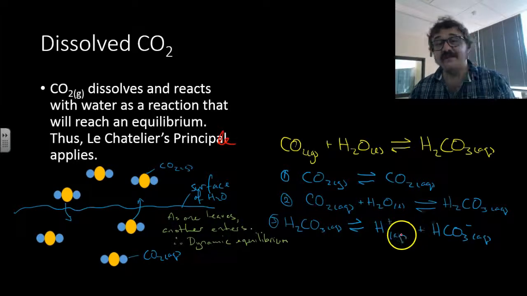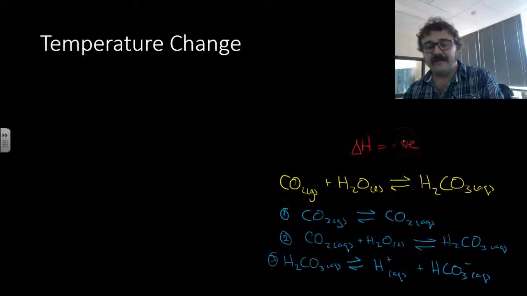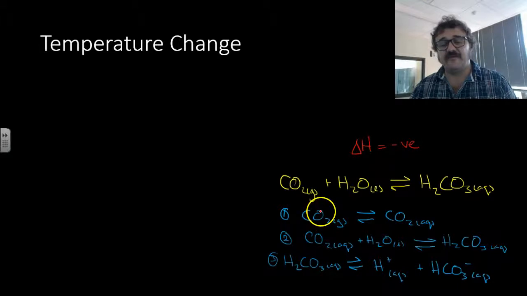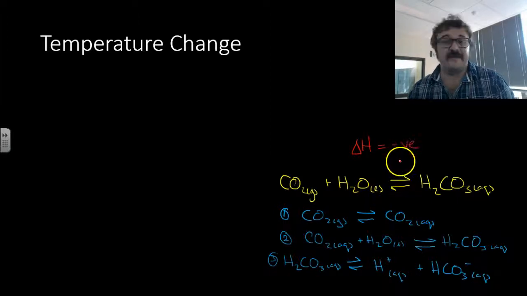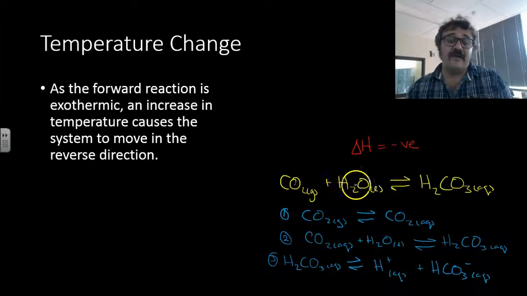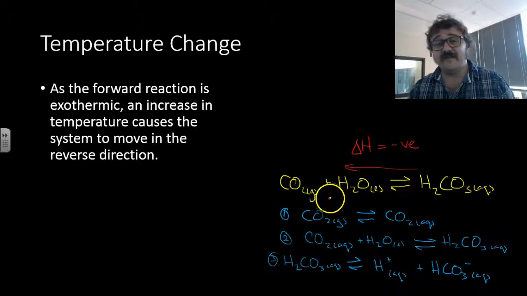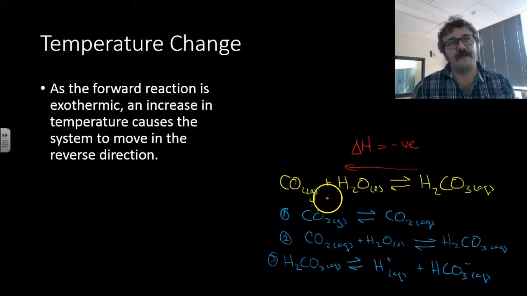Alright, so there are several equilibrium reactions which all add up to this summary equilibrium reaction here, and we'll have a look at how that works out for us. So if we change the temperature, the first thing we need to know is that this is an exothermic reaction, which means delta H is negative. So if we increase the temperature, it will drive it towards the reverse reaction because it will want to counteract that added heat.